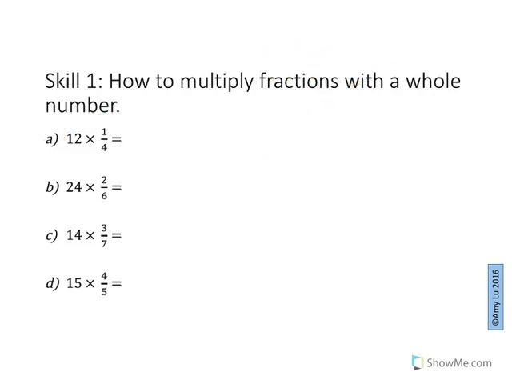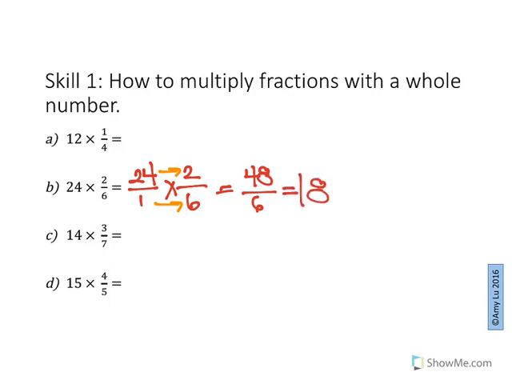So let's work it out. 24 becomes 24 over 1 times 2 over 6. 24 times 2 becomes 48 over 1 times 6, 6. 48 over 6, which is the same as 48 divided by 6, is just 8.